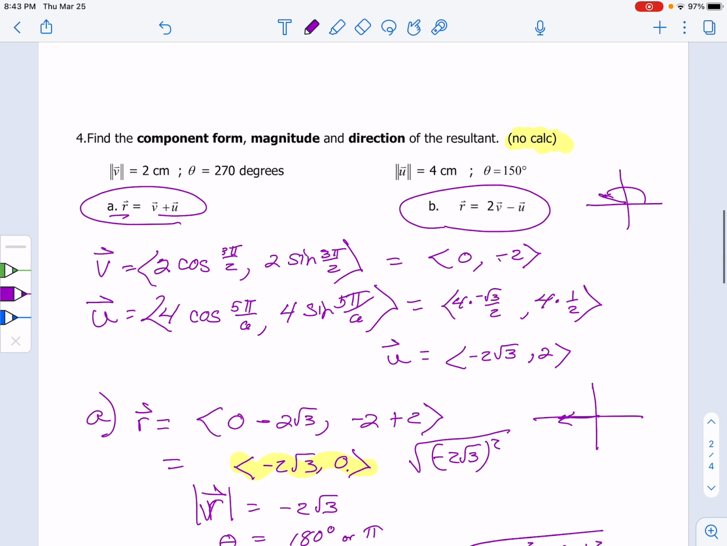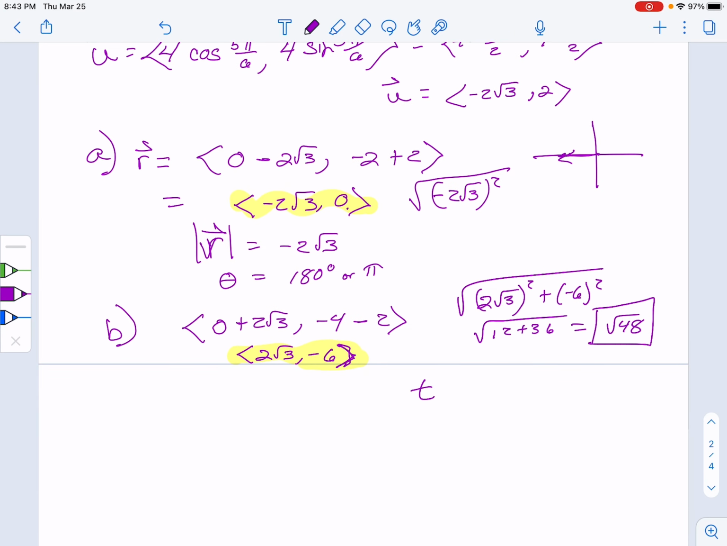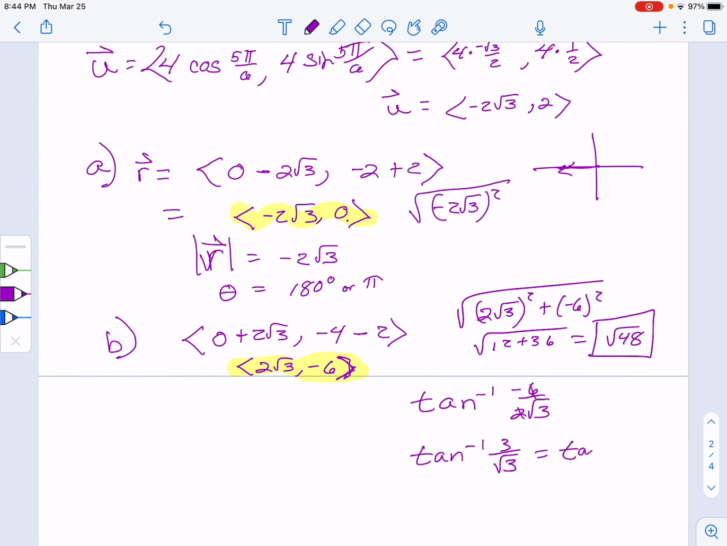I don't know how we do the inverse tan on this. Inverse tan of negative 6 over 2 root 3, which these cross out. Oh, we got that. Inverse tan of 3 over root 3, which is the same as the inverse tan of root 3, right? Because if I clean this up, this is weird.